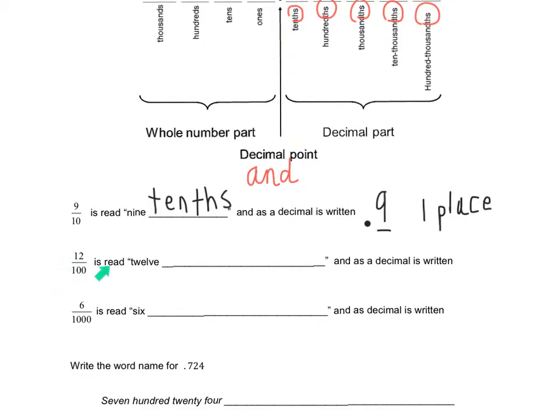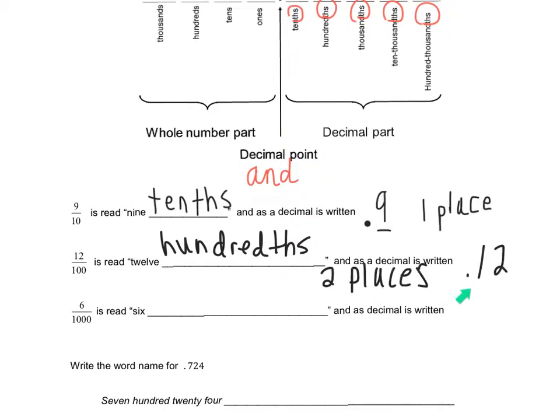12 over 100 is read 12 hundredths. So here we have hundredths, meaning 2 decimal places. So when we write 12 over 100 as a decimal, we need 2 decimal places, so it will be 0.12. So here we have 0.12 because 2 places represents hundredths.